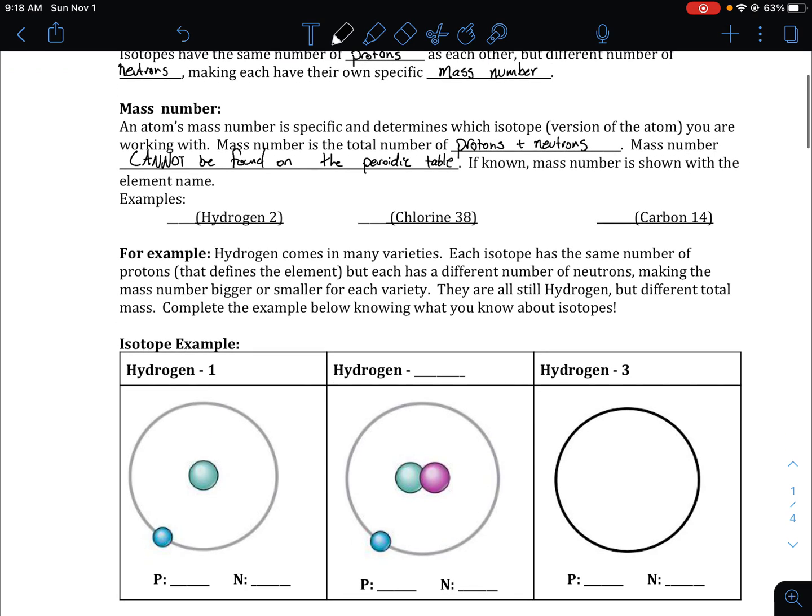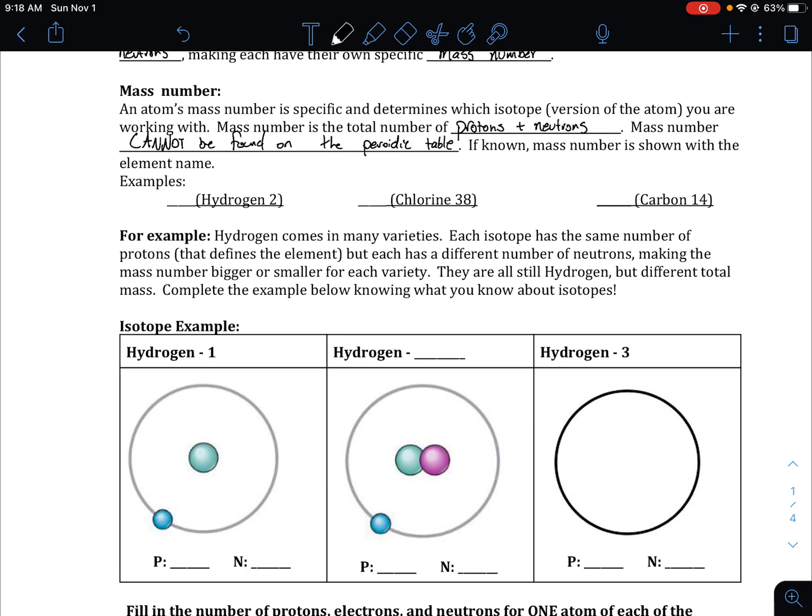So let's do an example here. If I tell you the isotope is hydrogen 2, that's how we would write it, that specific isotope. And this 2 is the mass number. So same thing for chlorine here. Cl, and it's 38. So the mass number for this isotope of chlorine is 38.